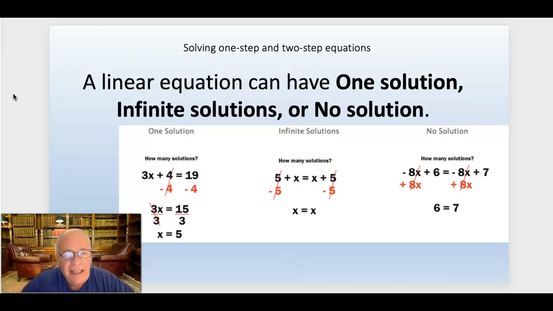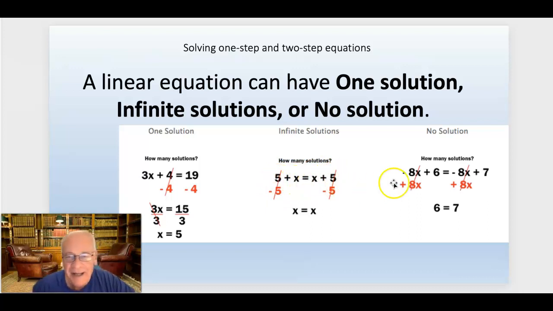Guys, again, a linear equation can have one solution, and we'll deal with that a lot. But it could have infinite solutions. If you get to the end, like this middle one right here, and there's a true statement there, x equals x, yeah, x does equal x. It always equals x. So it doesn't matter what value of x you put in there, this equation is always true. The original equation is always true. There are infinite solutions. It doesn't matter what you put in there for x.